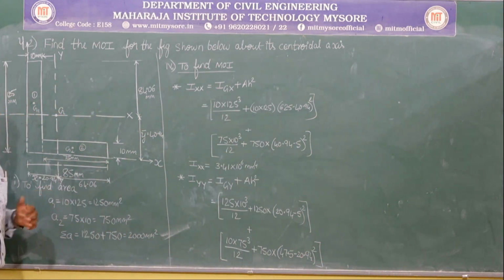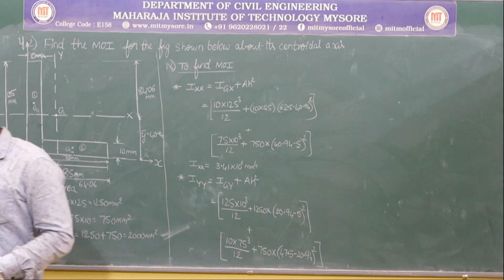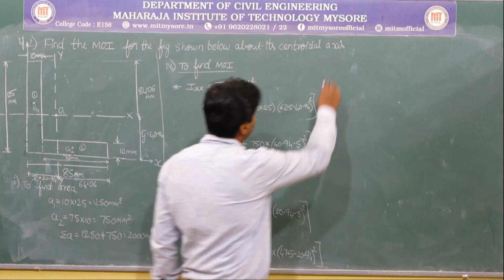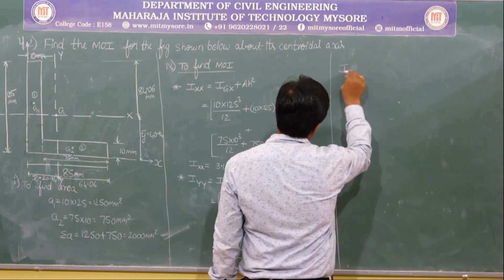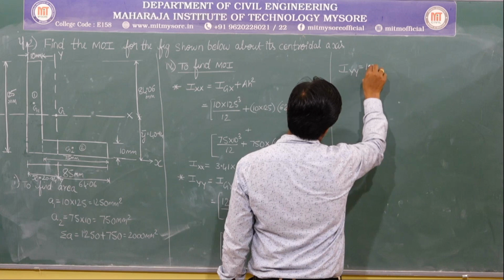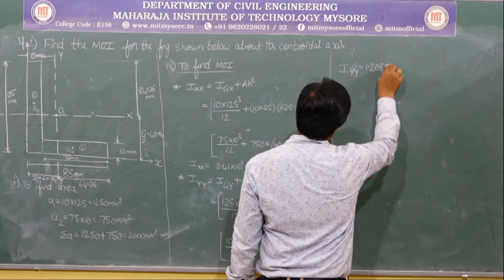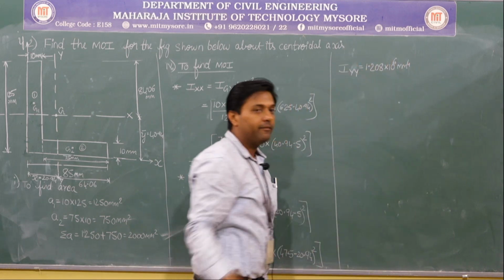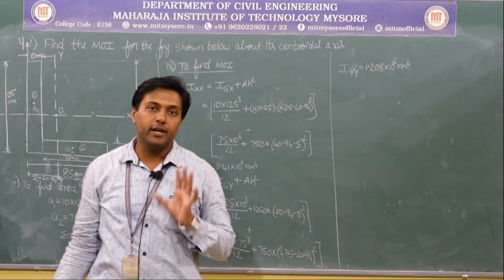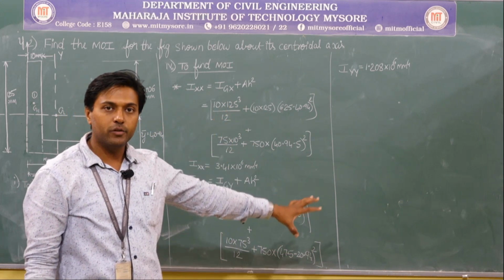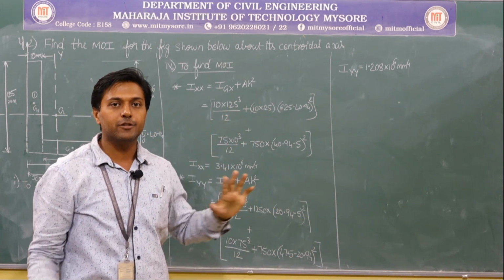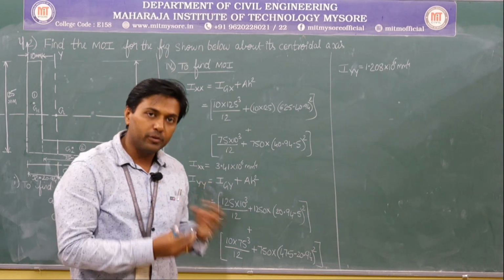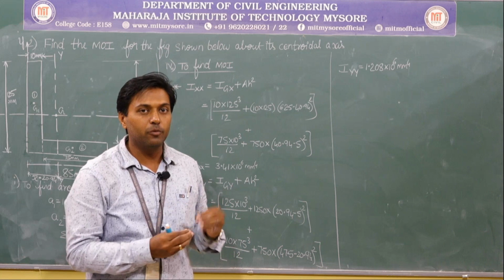So try it out. You solve it. The value that you are going to get is IYY equal to 1.208 into 10 power 6 mm to the power of 4. So they have asked us to calculate the moment of inertia. About x axis I have calculated, and about y axis also I have calculated. Now let me introduce some more things.